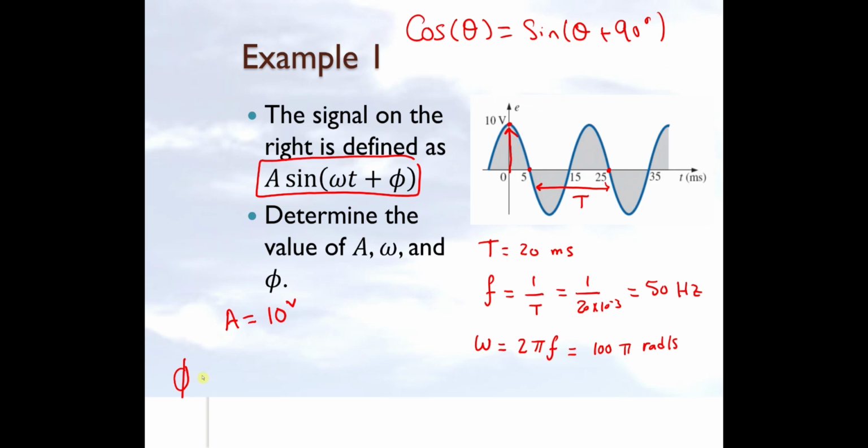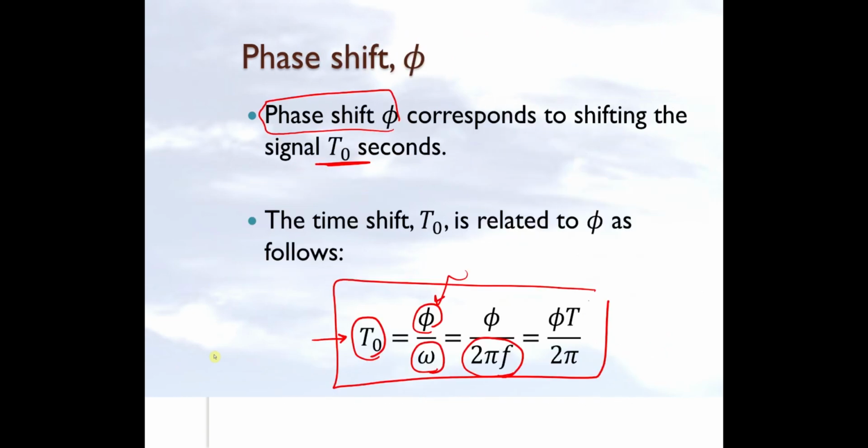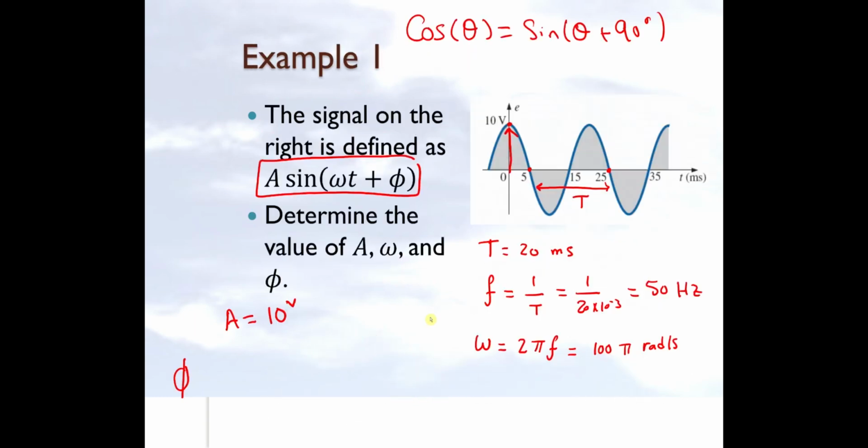So the equation to solve for phi, we can obtain it from here. We have a relationship between the time shift, omega, and phi. So we can write down that phi equals t naught times omega, where omega is the angular frequency, t naught is the time shift. Okay, so far so good. Now, so what is the time shift?